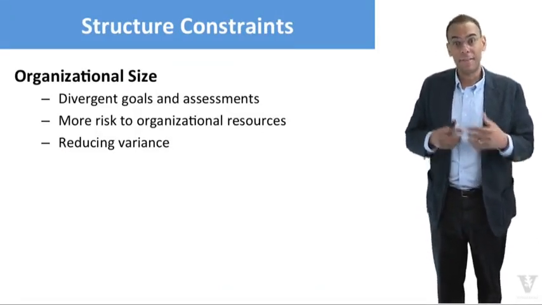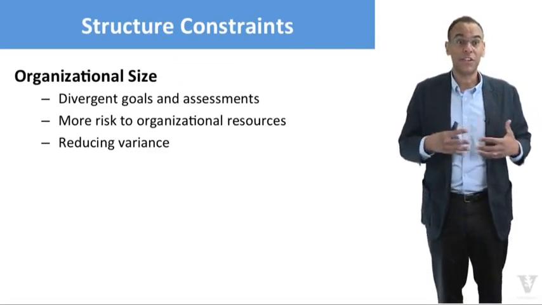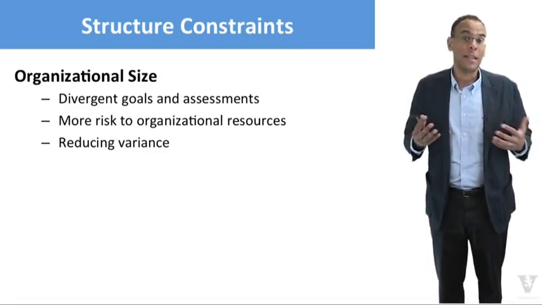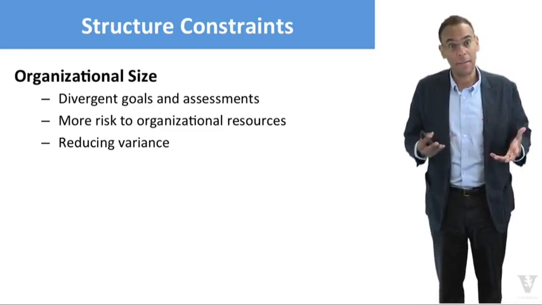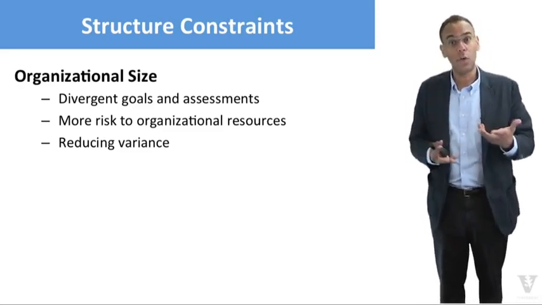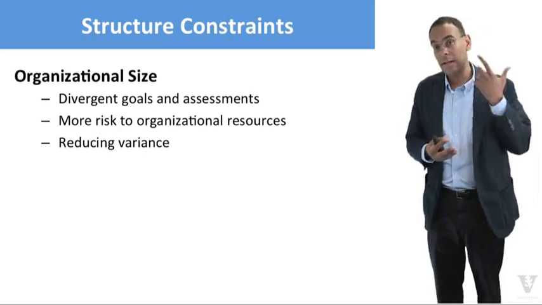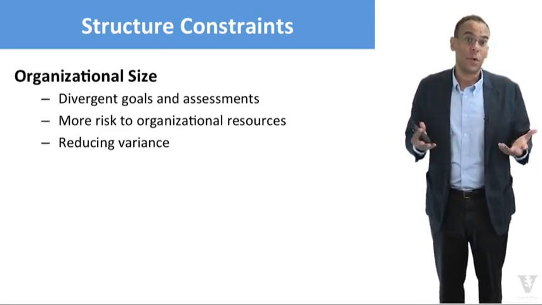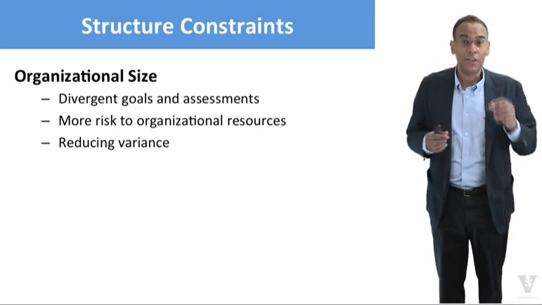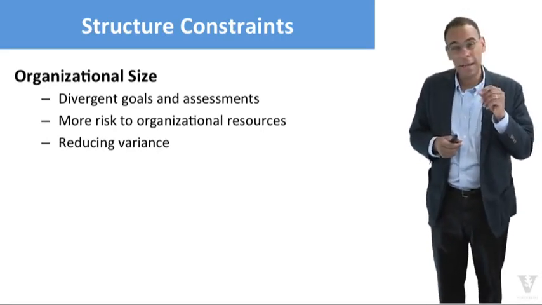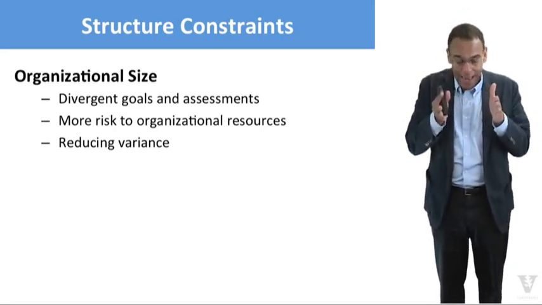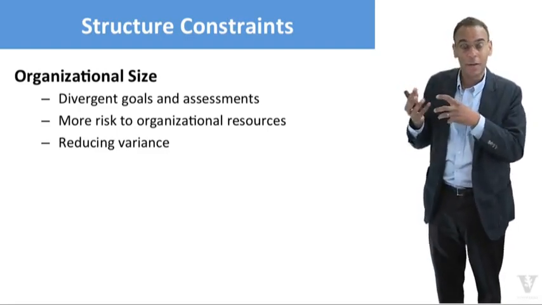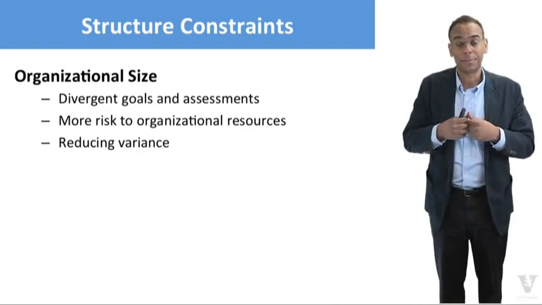Size. These big structures allow us to make organizations bigger, but the more people we have, the more different ways that people think. If I have 10 people, I have 10 opinions. They have different divergent goals, different assessments of what's going on. Also, the more people I have, the more risk to organizational resources. Let me say that differently. If I'm paying each of these people and they're all going off in different directions, I need to have control so I know that I'm using that resource, namely their time and their brains, effectively.